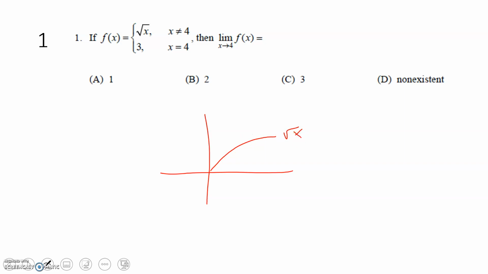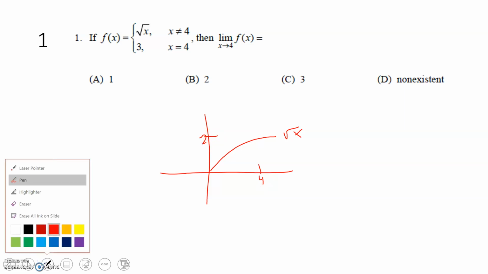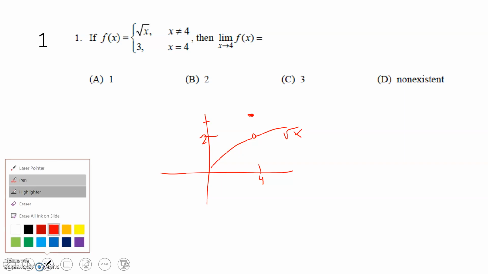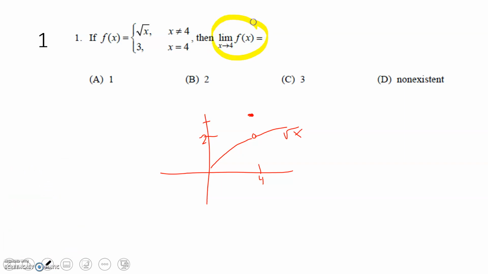But then at the point 4, which on this graph crosses at 2, on our graph, there's a hole. So it will go up until that point, there'll be a gap, and it will continue. And instead, our piecewise function has a filled-in hole at 3. Now, the question we have here is, what is this limit?